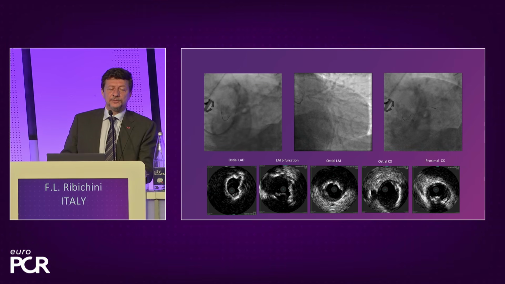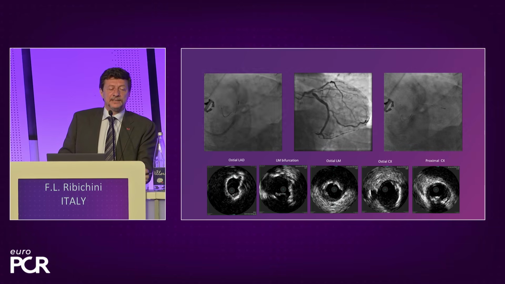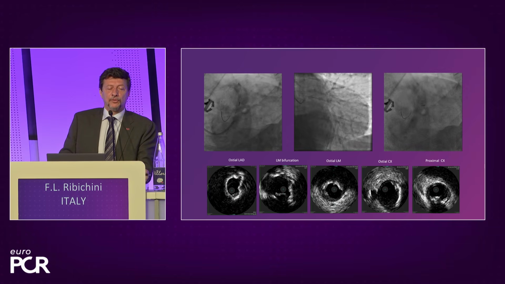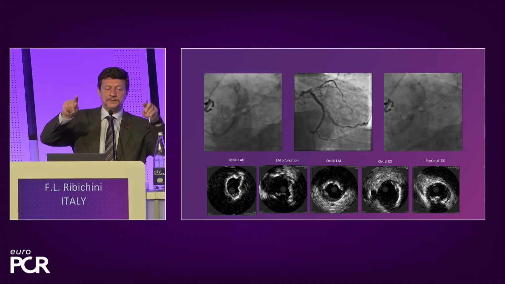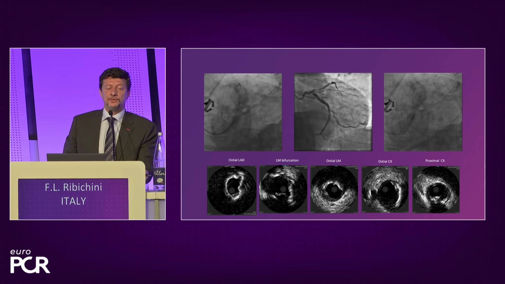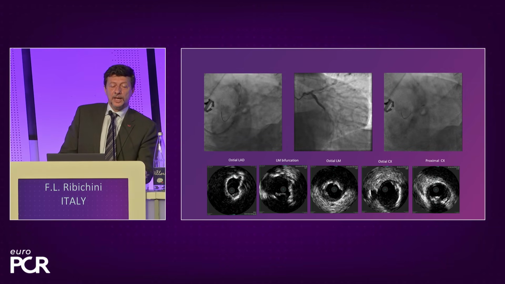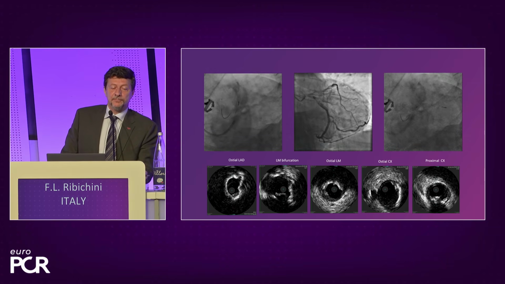So again, this is what IVUS is telling us. If you start from the left, you see that the ostial LAD has a 360 involvement with deep calcium. You can say it's deep because you see the shadow all around the vessel. When you get to the bifurcation, it's very, very complex. You see how asymmetric it looks. The ostial left main has some calcium.